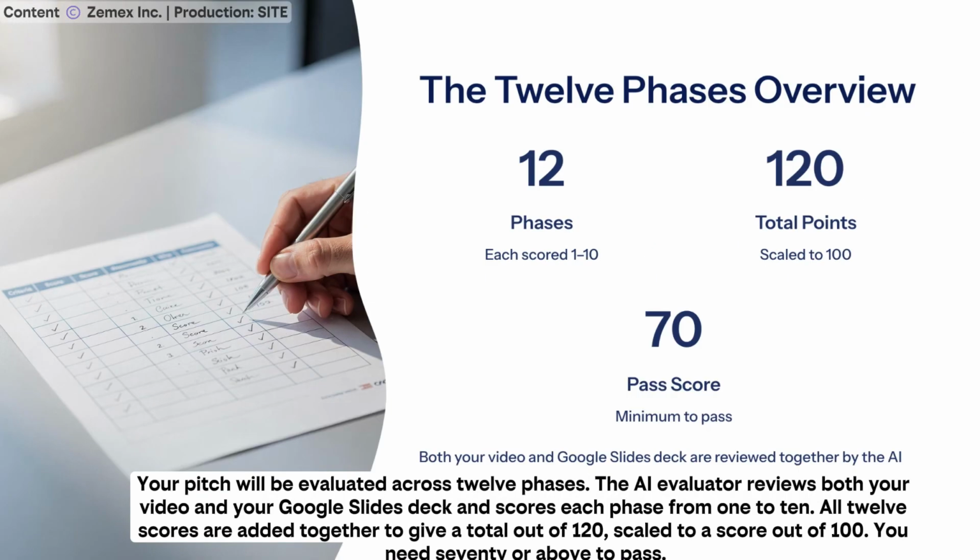Your pitch will be evaluated across 12 phases. The AI evaluator reviews both your video and your Google Slides deck and scores each phase from 1 to 10. All 12 scores are added together to give a total out of 120, scaled to a score out of 100. You need 70 or above to pass.